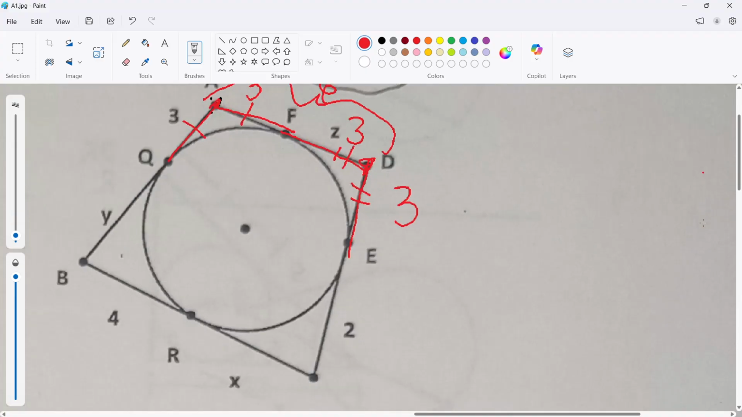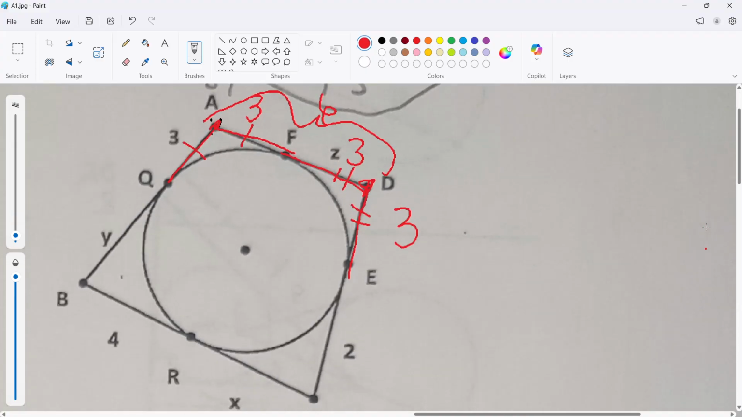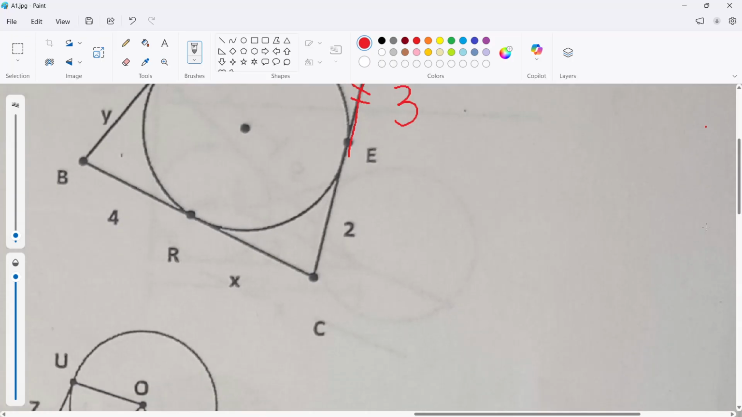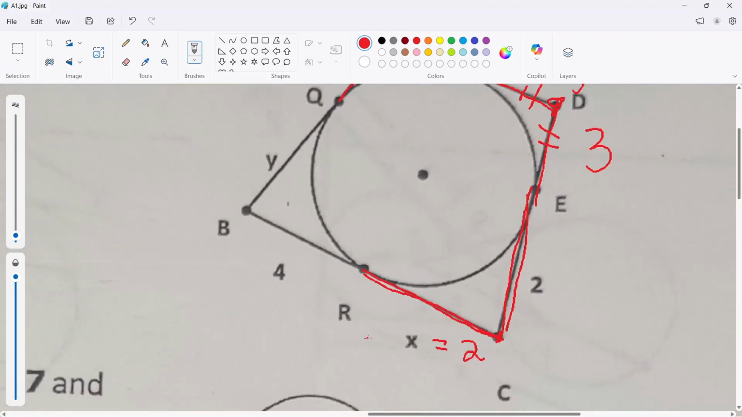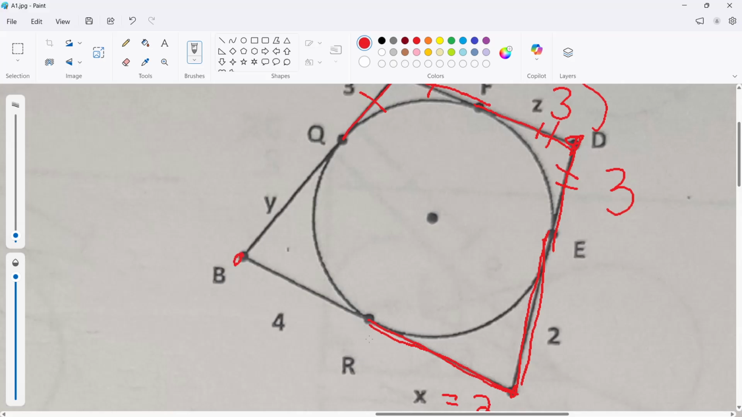So that's 3, that's 3. They also happen to be equal to 3 there too, but they don't have to be. And likewise this one, external point, it's tangent to the circle here, tangent to the circle there. CE is the same as RC, so X equals 2. And then I've got this one. Here's point B. It's tangent to the circle at Q, it's tangent to the circle at R. BR equals BQ, so Y equals 4.